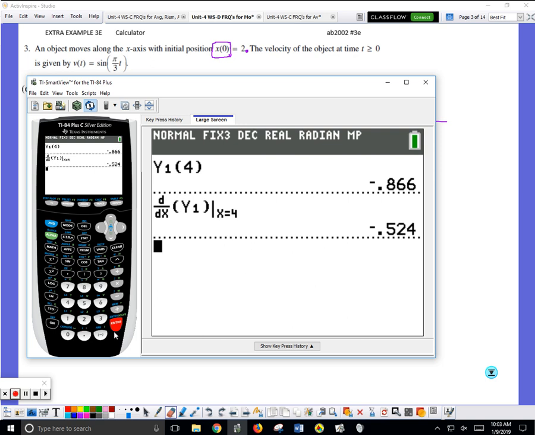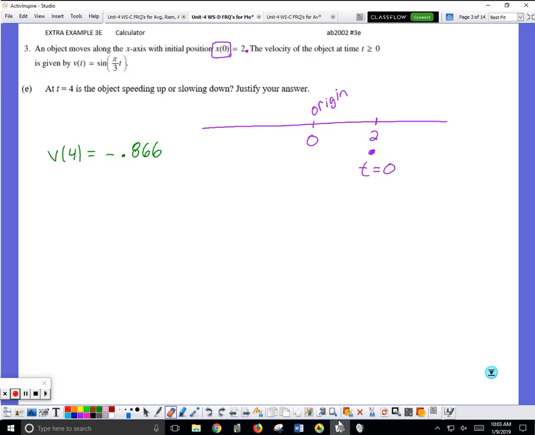Okay, on your paper, write this down. Remember, it's the written portion of the AP test, so the writing is critical.